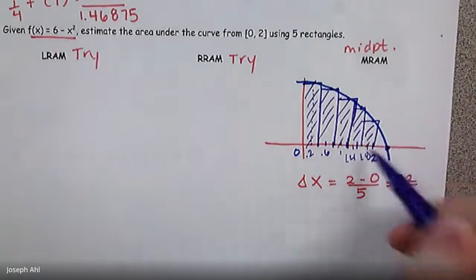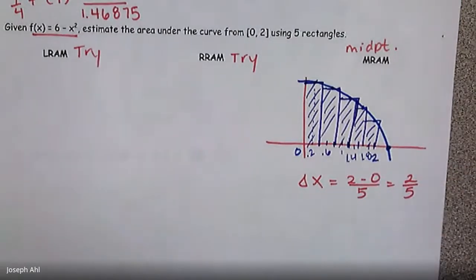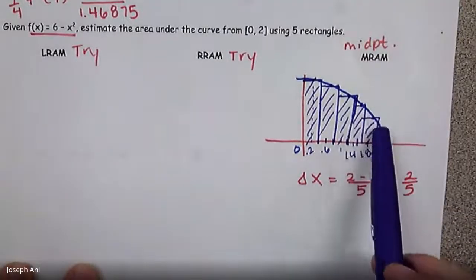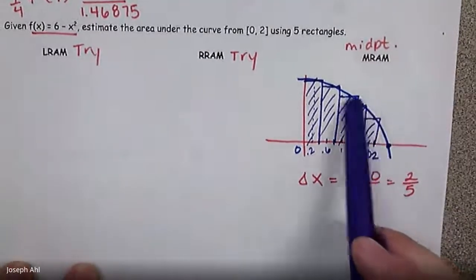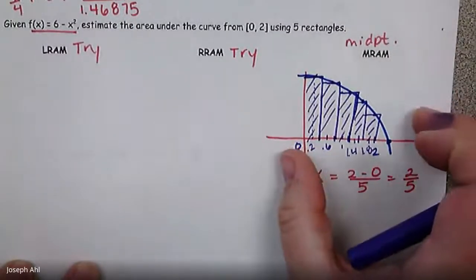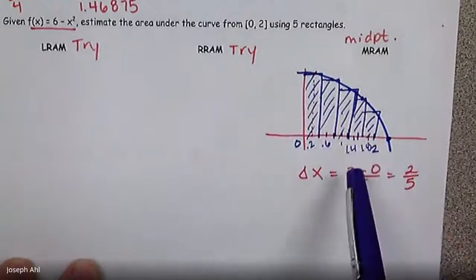The most important part of this is that we realize that when we're finding the midpoint, the MRAM, we can see we get a little under and a little over. So those kind of balance each other out pretty nicely here to get one of the better approximations for the true area under this curve.